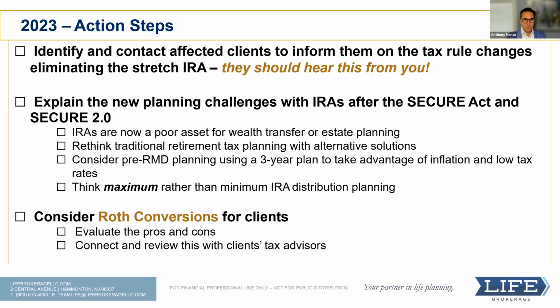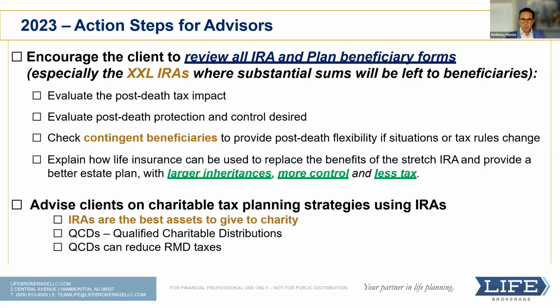At the very minimum, identify and contact your clients who are affected by this. Remember, the $1 million IRA and up. Explain the new planning challenges. Consider the Roth and help model it. Encourage the client to look at every single plan beneficiary form and designation, especially the big ones. And then you can start advising on which IRA assets are best to give to charity, how to use qualified charitable distributions, and how life insurance will replace the stretch: bigger inheritances, more control, less taxes.